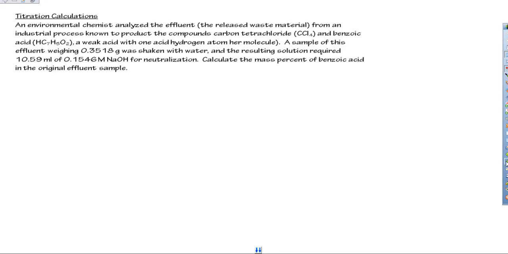We have a chemist that is analyzing the effluent, which is a waste material from an industrial process known to produce the compounds carbon tetrachloride and benzoic acid. So this waste material is a mixture of carbon tetrachloride and benzoic acid. It says that benzoic acid is a weak acid with one acidic hydrogen atom. I'm assuming that's supposed to say per molecule.